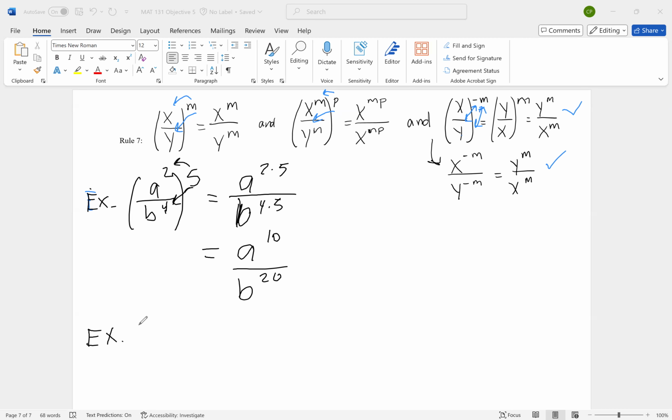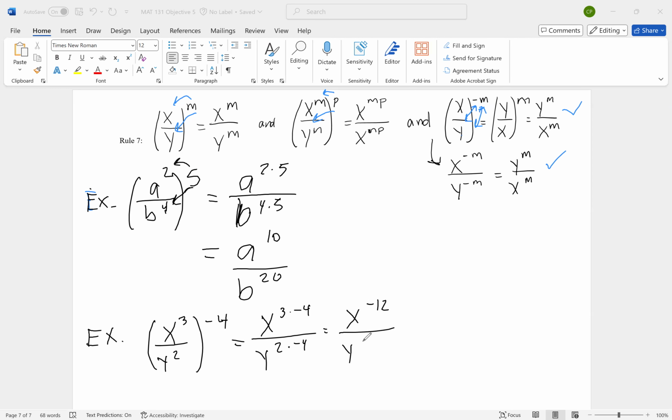If we had it with a negative exponent, let's say x cubed over y squared, well, to the negative 4, we can multiply it in right away, while it's still negative, and we will get x to the negative 12 over y to the negative 8, and then we can swap them to make them positive.